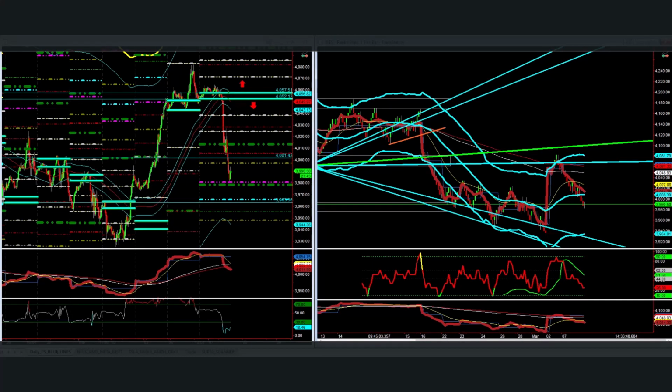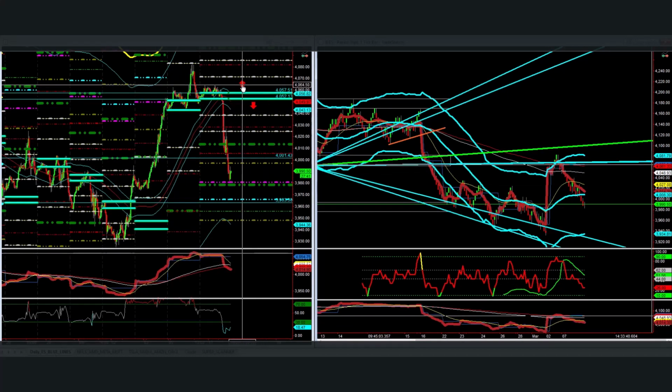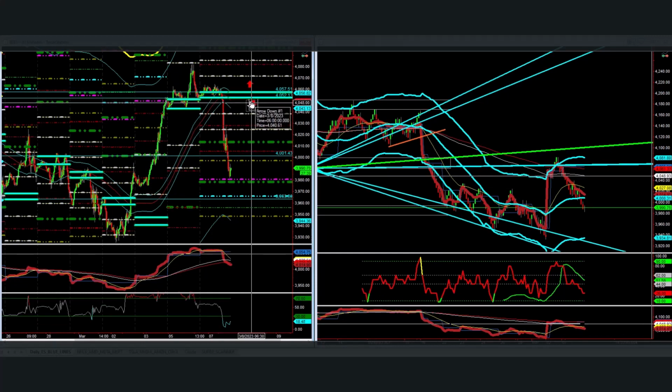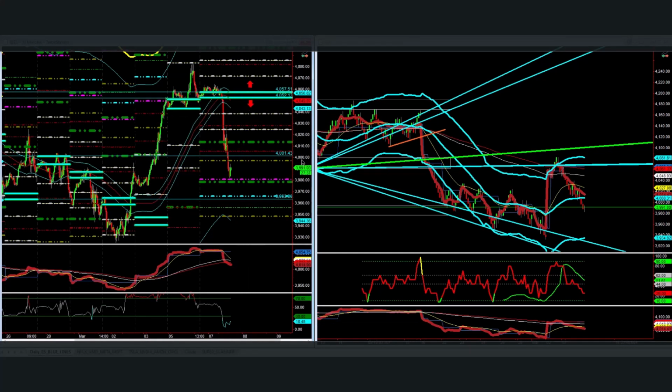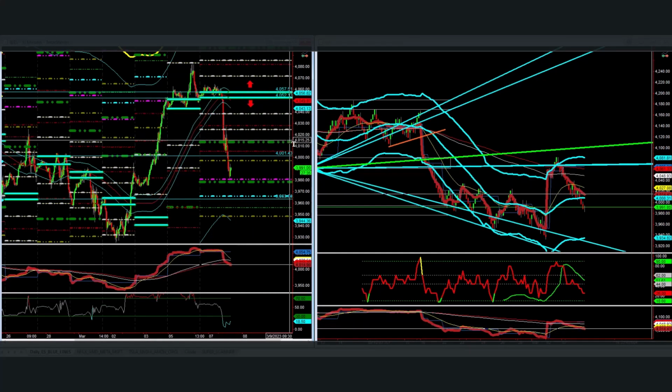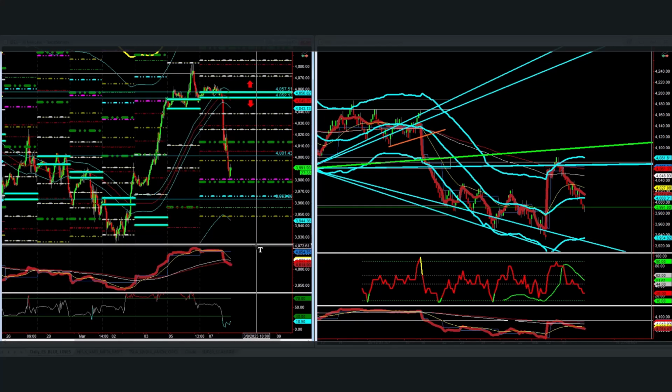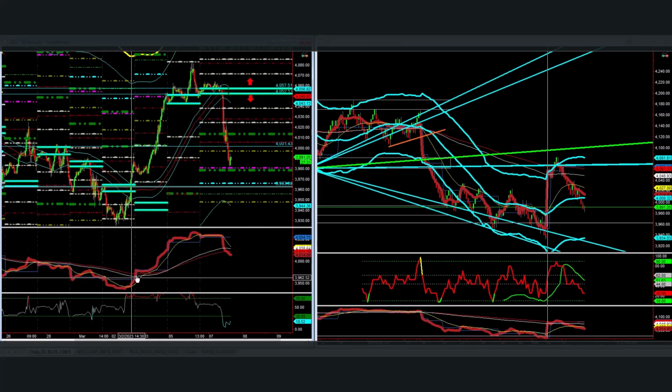This is a chart of ES. I'm just plotting these arrows by hand. Everything else is fully automated. And now, just to review what we're looking at on the left side, we have this trend.